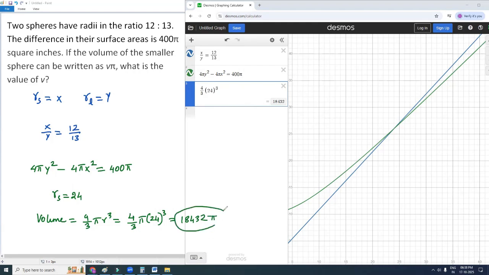Here I got the volume of the smaller sphere, but we already have the volume of the smaller sphere in the question, that is V pi. So this V pi and this 18,432 pi both represent the same thing, the volume of the smaller sphere. In the place of V, we have 18,432. Therefore, the value of V is 18,432.